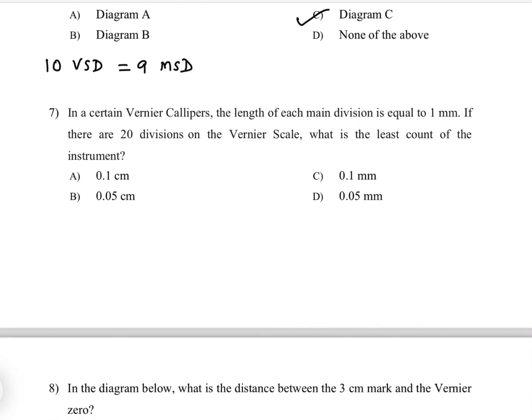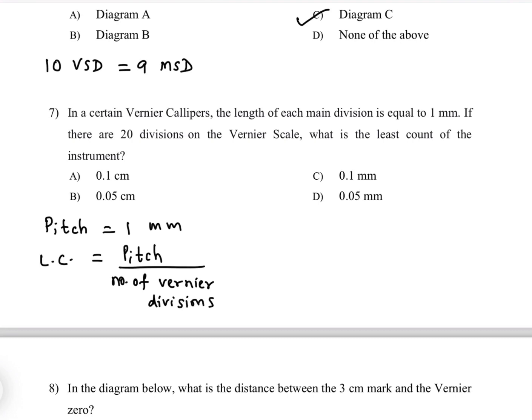Question number 7. In a certain Vernier calipers, the length of each main division is equal to 1 mm. That is nothing but equal to the pitch. So we are given pitch, that is value of one main scale division, 1 millimeter. And there are 20 divisions on the Vernier scale. What is the least count of the instrument? Alright, so least count is pitch upon number of Vernier divisions. That is 1 millimeter upon 20, 0.05 mm. Option D.